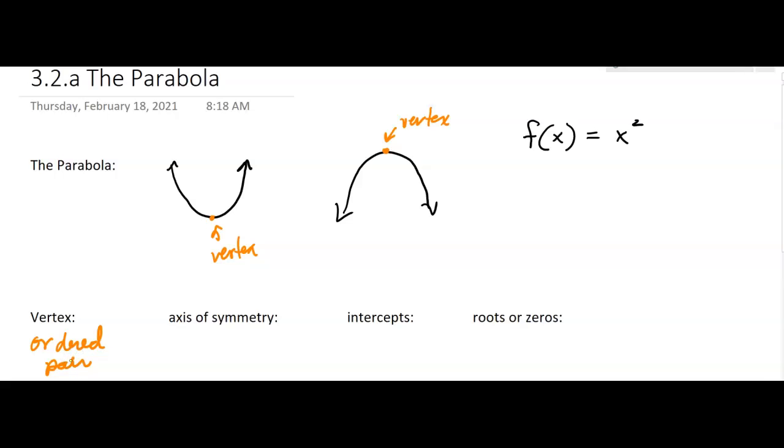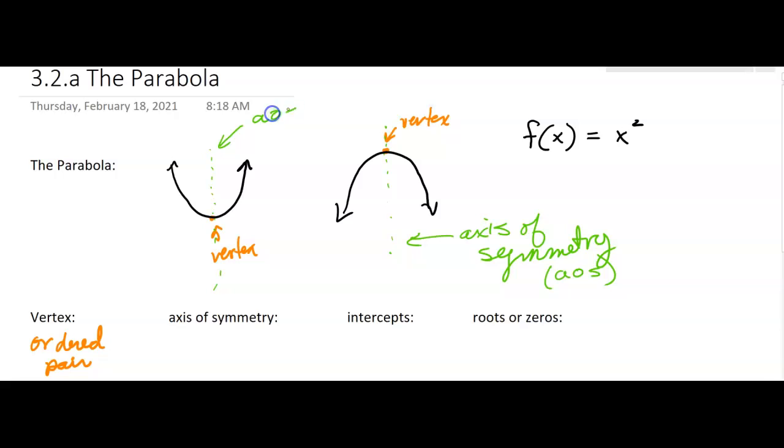The axis of symmetry always goes through the vertex. So it's a vertical line, and that would be the axis of symmetry here. And sometimes I get lazy and write AOS for axis of symmetry, and that would be the axis of symmetry there. Okay? I don't know if you can see those.